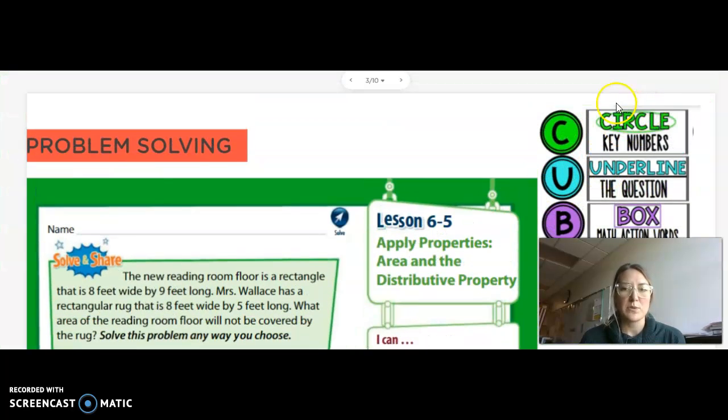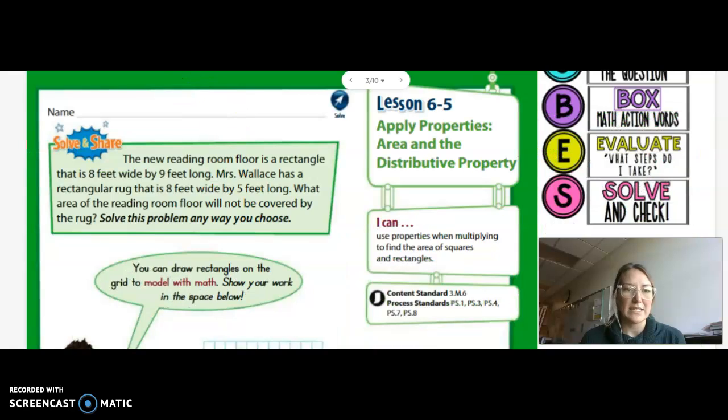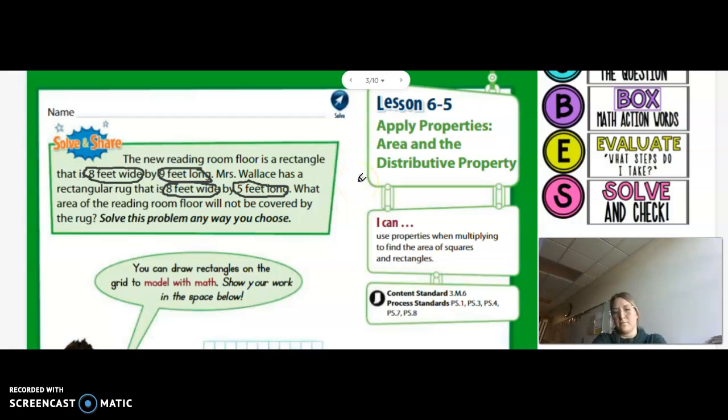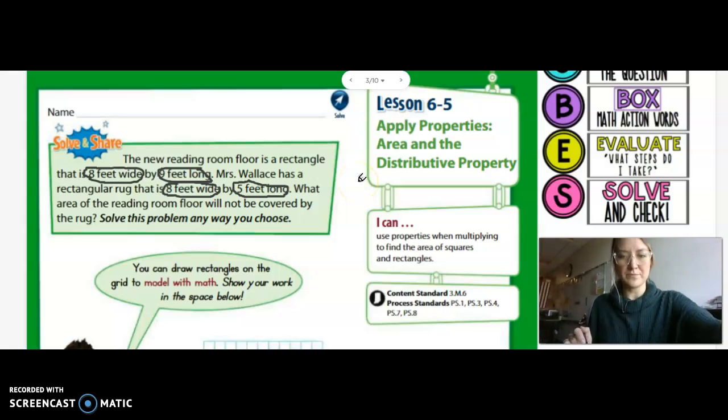Whenever we start CUBES, we circle the important numbers. Our important numbers are 9 feet wide, 9 feet long. We need those key words and the units. Then we have another group of numbers, 8 feet wide and 5 feet long. Got my pencil. Go.